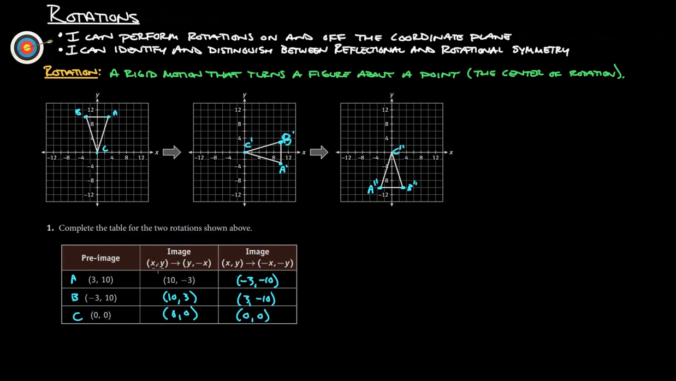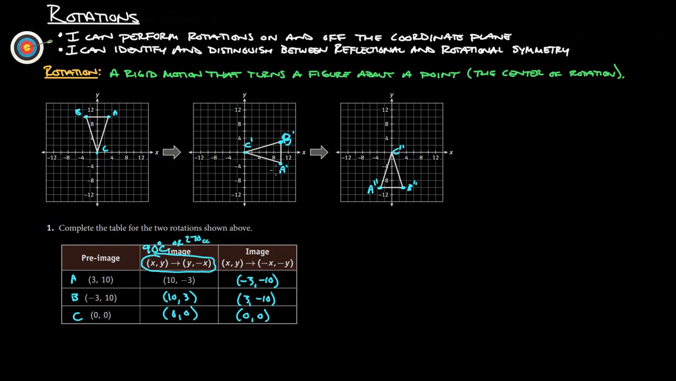Okay, so if you'll notice here, we started at (3, 10), and then it turned to (10, -3). So the Y moved to the X spot, the X moved to the Y spot, and also changed signs. So the Y moved into the X spot, and then the X moved into the Y spot, but with the opposite sign. So here's our little key here. This tells us this is a 90 degree clockwise rotation, because clocks go this way. So that's 90 degrees clockwise, or it's also 270 degrees counterclockwise.